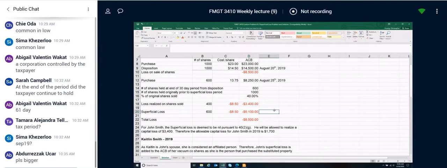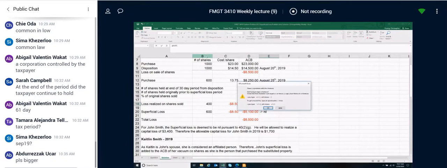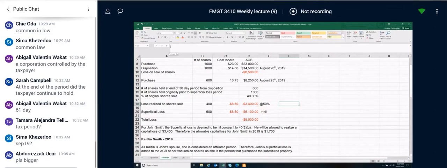So this 5,100, what happens? It's deemed to be nil, because that is superficial loss. The 3,400, that's going to be realized. So again, at 50%, that's going to be 1,700 realized.